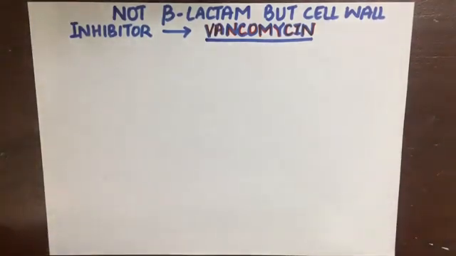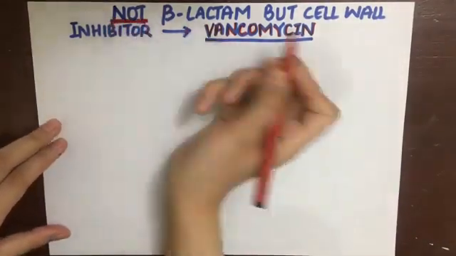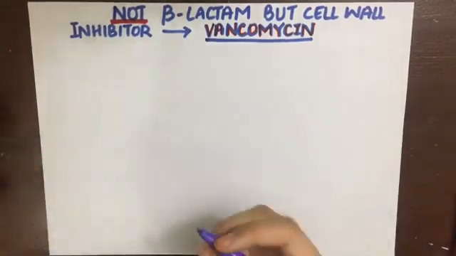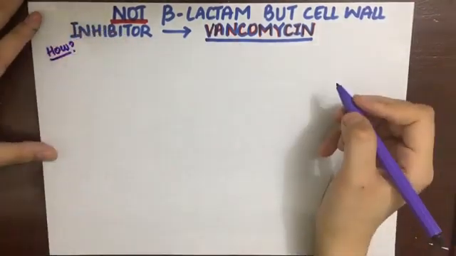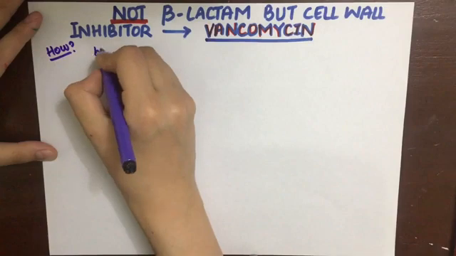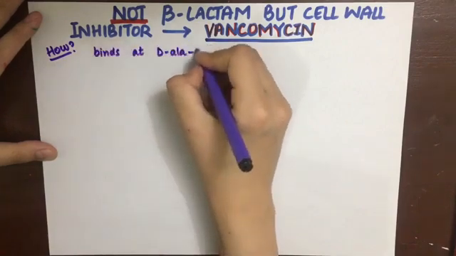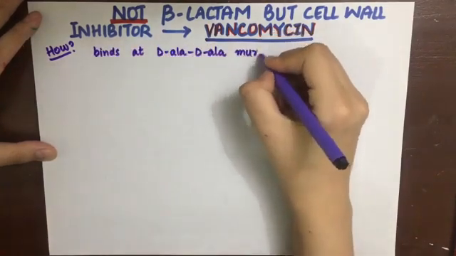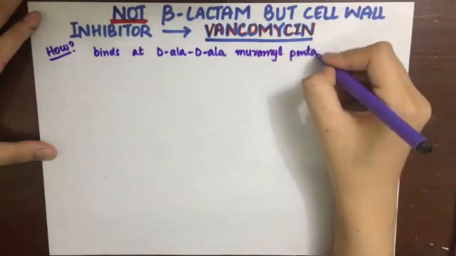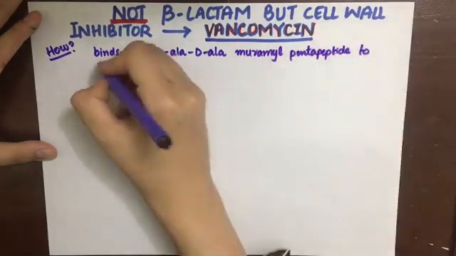Now we'll see an antibiotic that is not a beta-lactam, but still its mechanism of action is the same as beta-lactams, that is, it is a cell wall synthesis inhibitor. That is vancomycin. Its mechanism of action is cell wall inhibition, but slightly different.